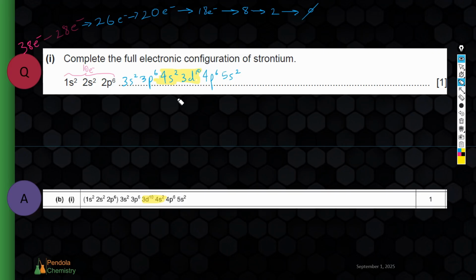Now notice also that we cannot use the abbreviation here because we have that initial part of the electron configuration already written for us. So if we had used the noble gas abbreviation, we would have gotten points taken off here. All right. So this is just the basics of how we do this.